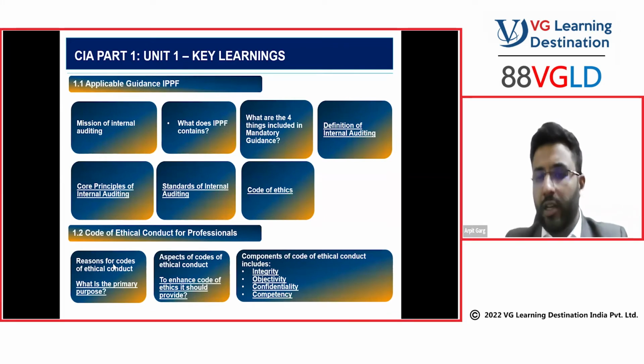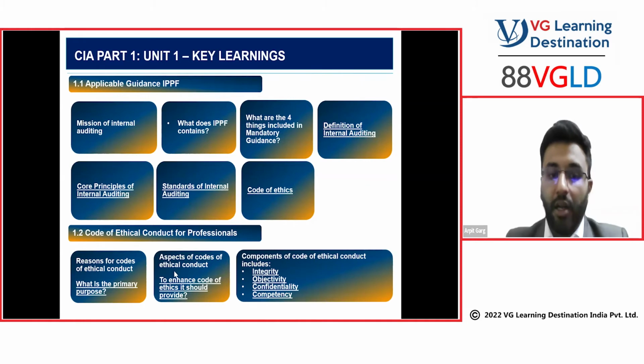Here we are going to quickly understand the reasons for the code of ethical conduct, and what is the primary purpose of having it. That's something we need to learn and remember. We are also going to cover how to enhance the code of ethics, and what the code of ethics should provide. That's one important thing mentioned in the content, which we have to remember.